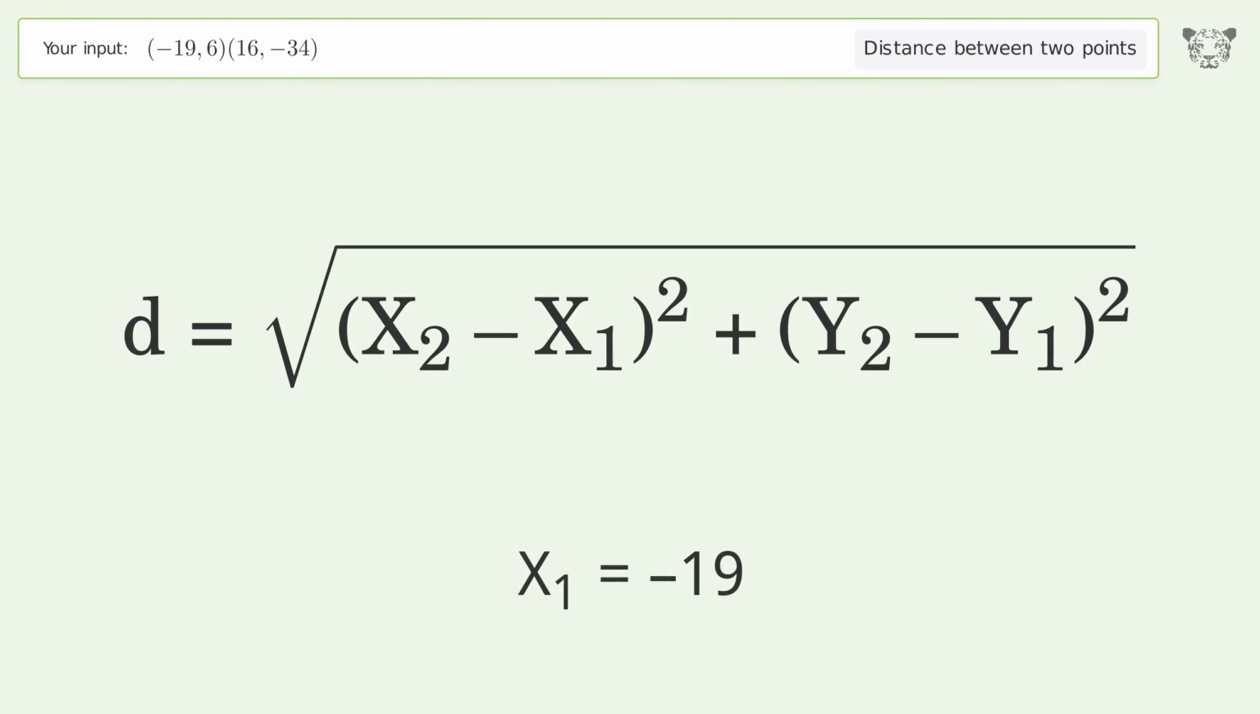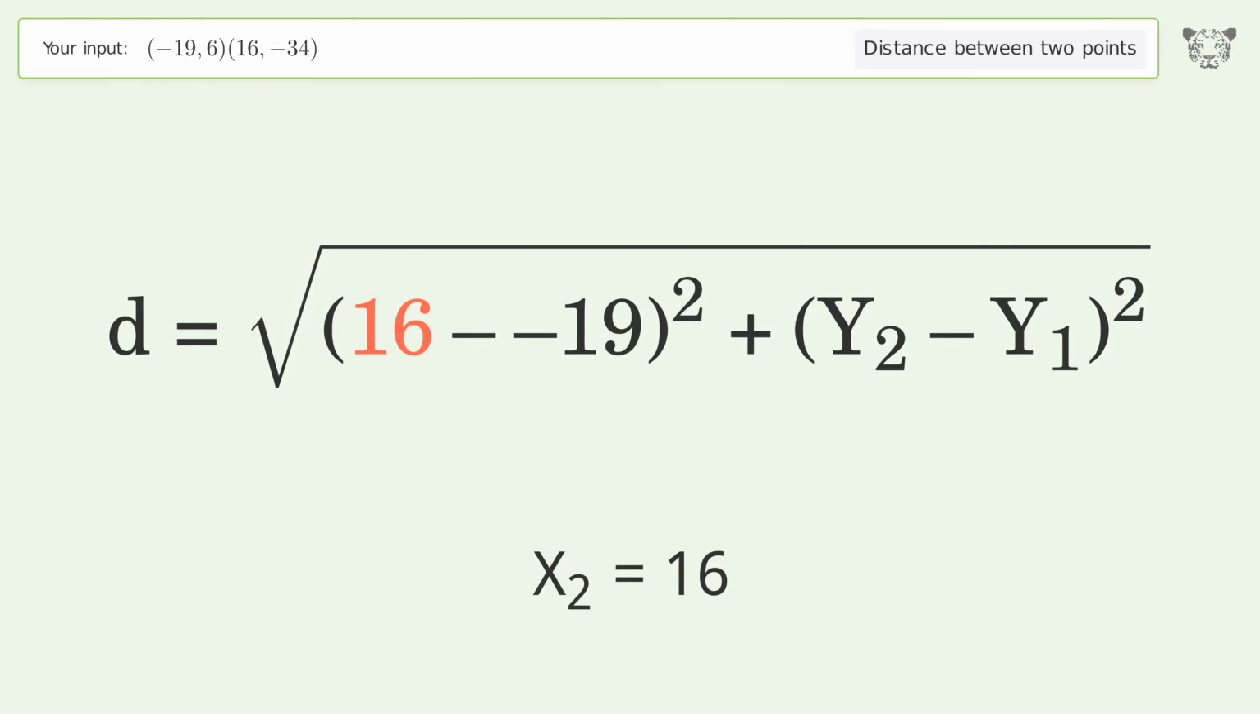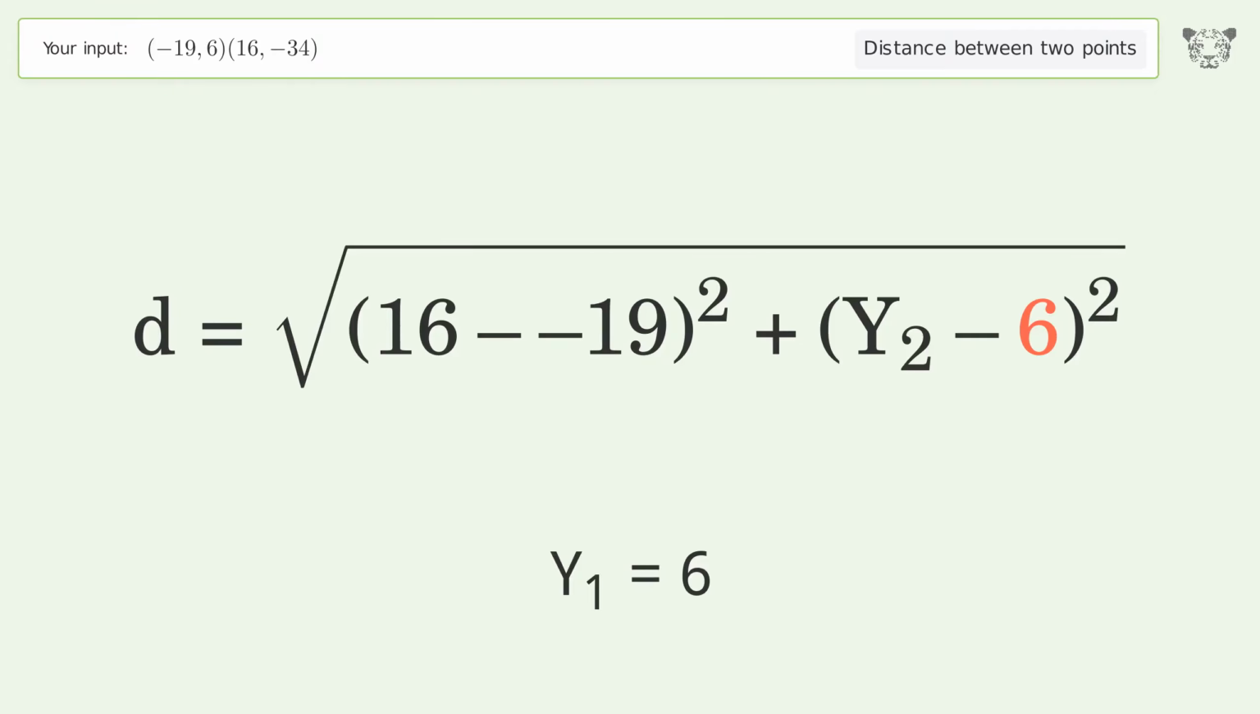x1 equals -19. x2 equals 16. y1 equals 6. y2 equals -34.